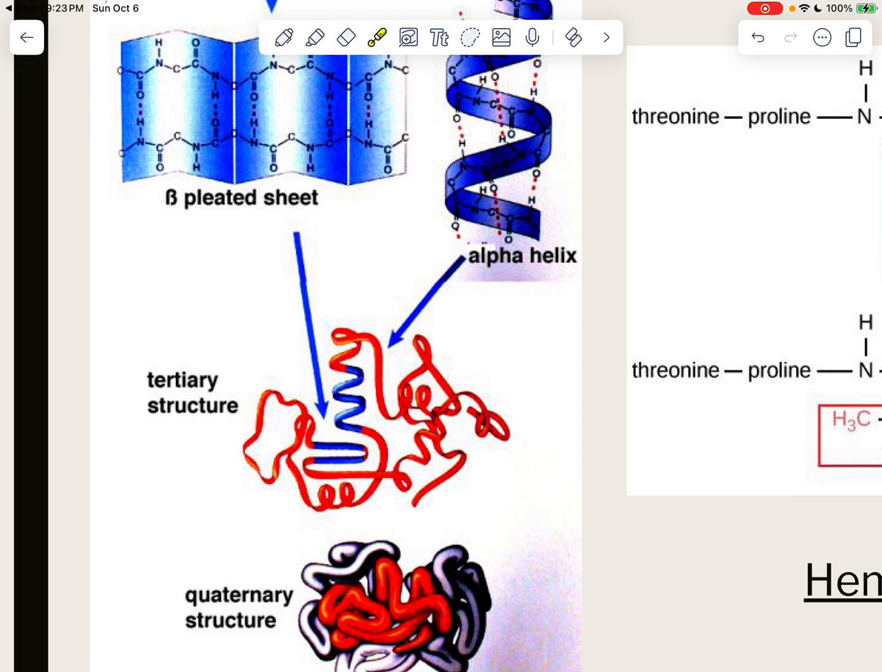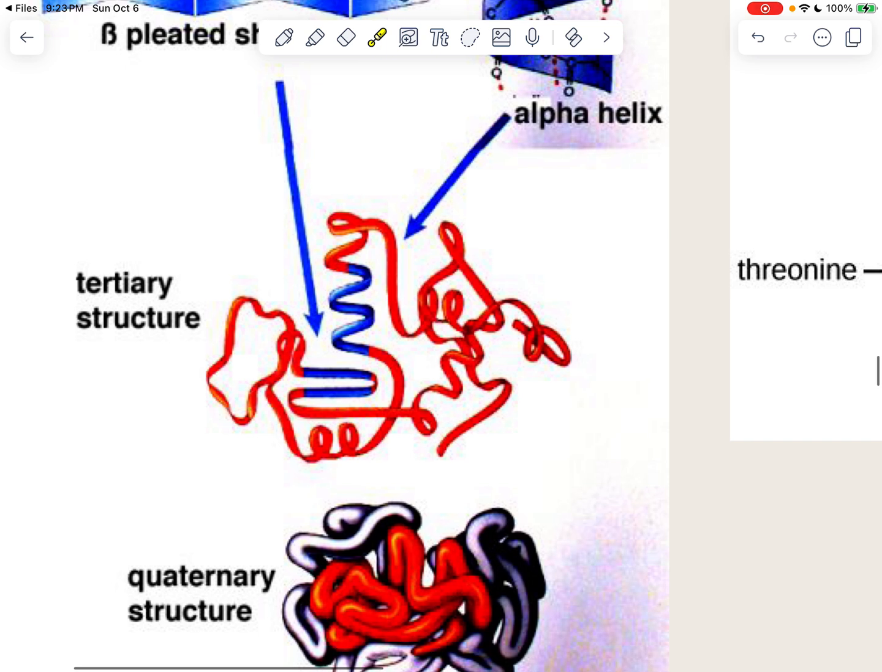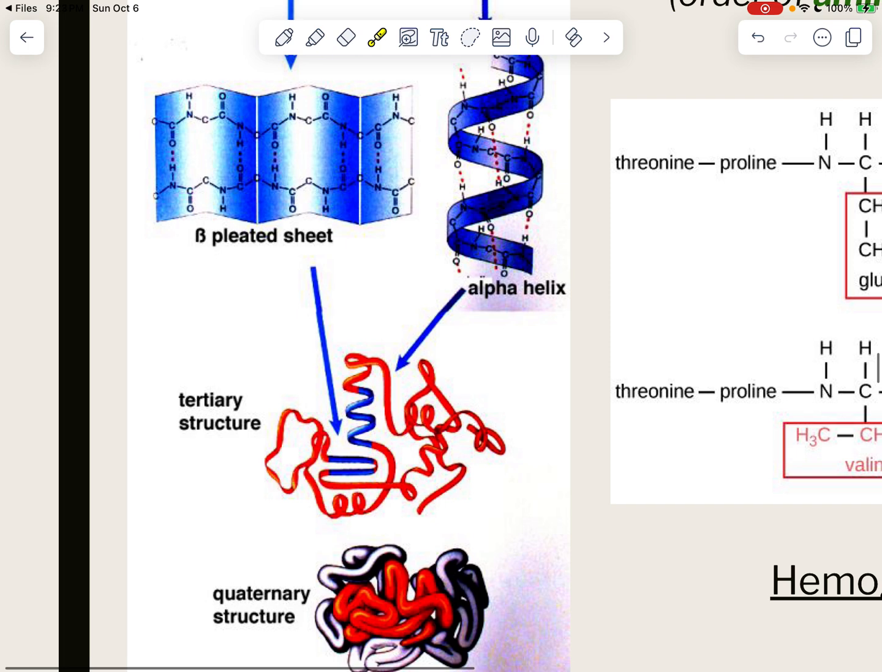All right, and it's formed by the interactions between the various side chain groups, or the R groups. So they can include hydrogen bonds, ionic bonds, and some that are hydrophobic, so they're afraid of water, so they fold in a certain way, and disulfide bridges, but you don't really need to know that.